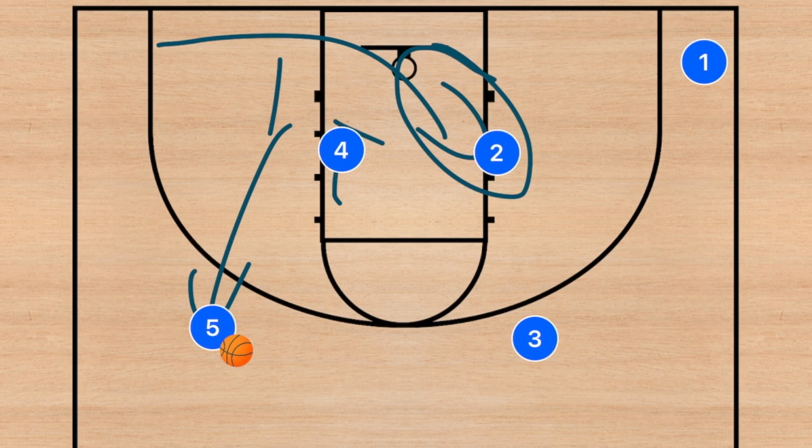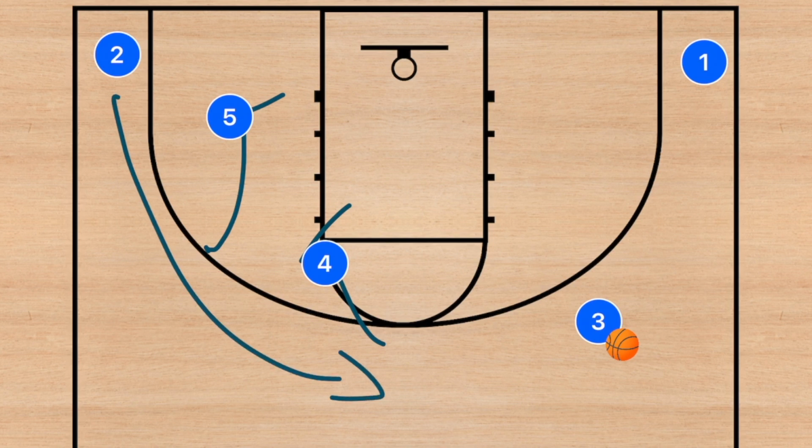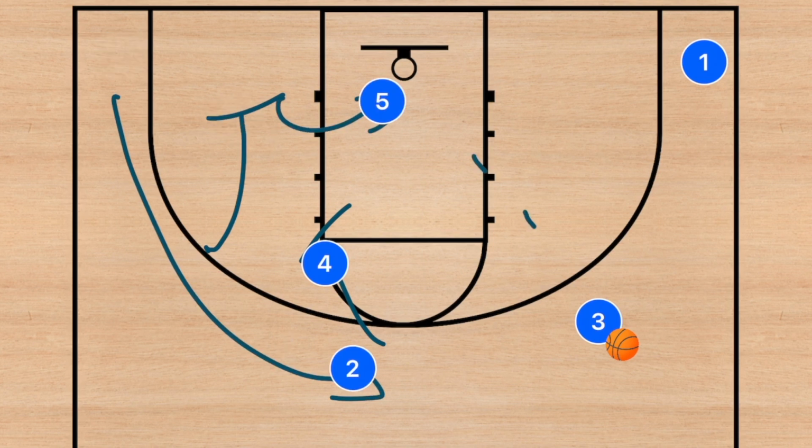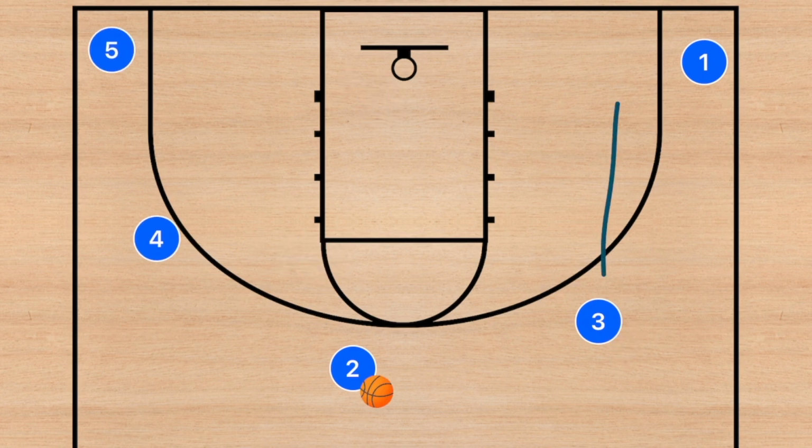There's different options here in, of course, this set too. I actually kind of like this option as well. So here, we can have player 5 and 4 set up a staggered screen for player 2. Player 5 can roll to the rim. Now this gives player 3 two different options. But because now we've got 3 players in a row on that perimeter, now player 5 clears, 4 clears, 3 passes to 2, and we can then go into Zoom at this time.